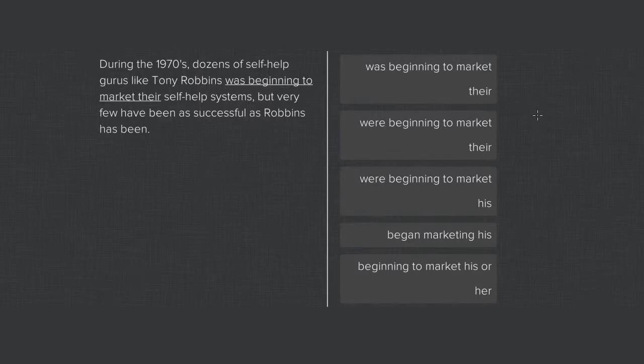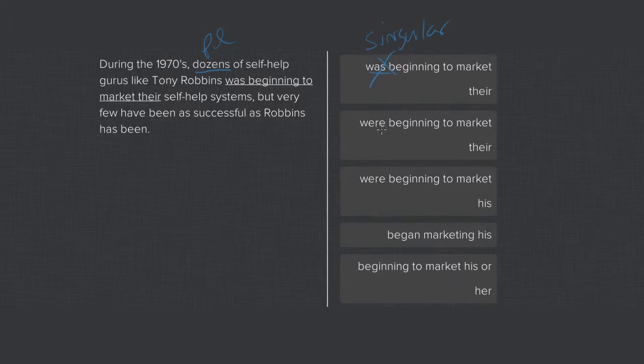This is the real Tom Rose, and the problem we're dealing with here has a verb agreement issue. It starts out by saying "dozens of self-help gurus was beginning." Dozens is plural and requires a plural verb, but "was" is singular, so it's wrong.